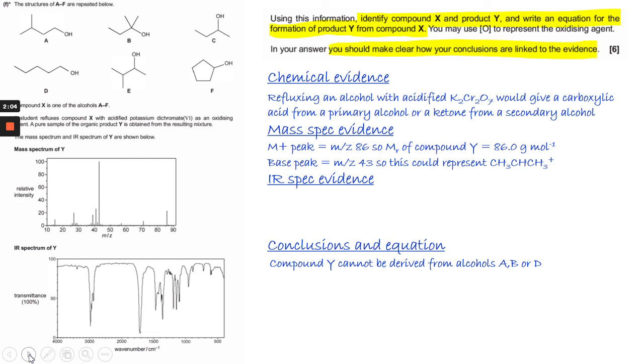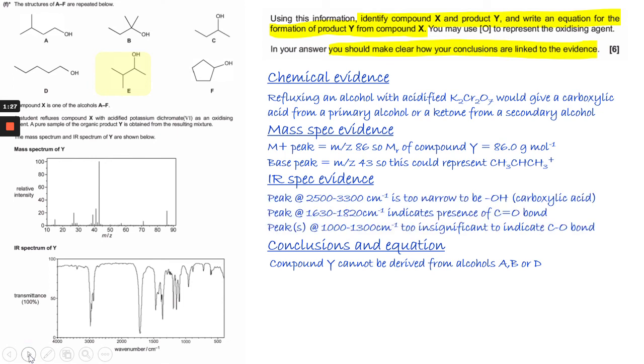So the base peak is m/z 43, so that could represent CH3CH+CH3. At this point I'm just literally coming up with some possibilities, not necessarily landing on any particular alcohol, but just trying to think of carbon-based fragments that might end up at 43 grams per mole. So if we focus on alcohol E, you can see that there might be a fragment on the left-hand side of the molecule there, next to where they printed the letter E, that could be CH3CH+CH3.